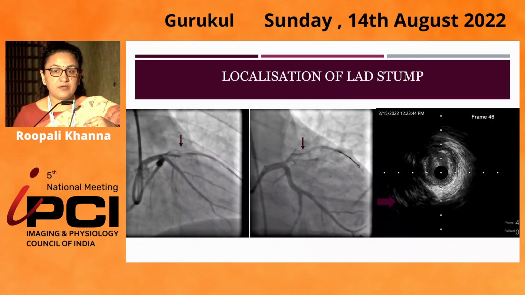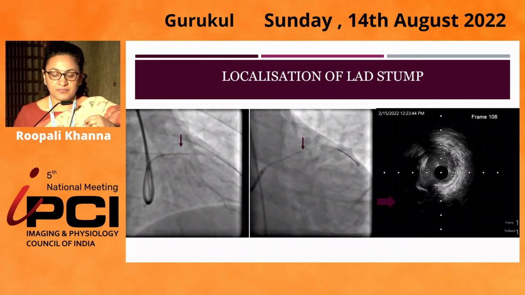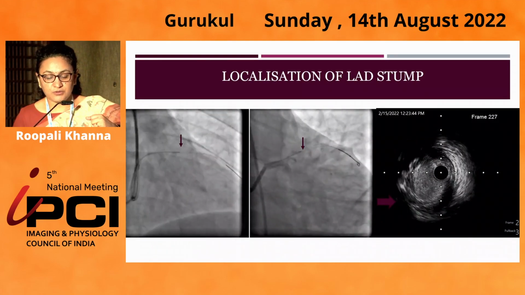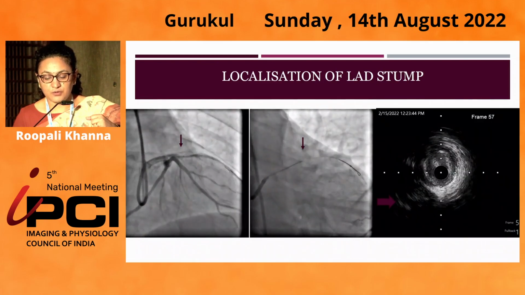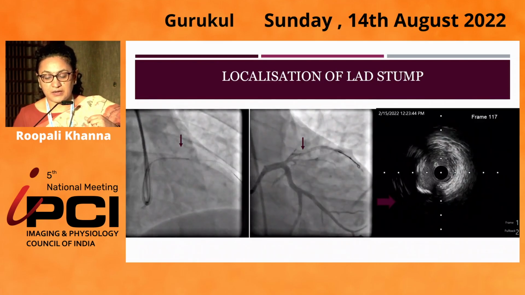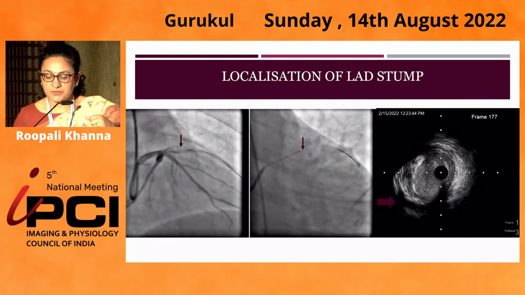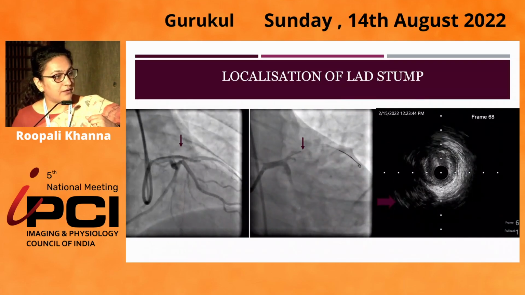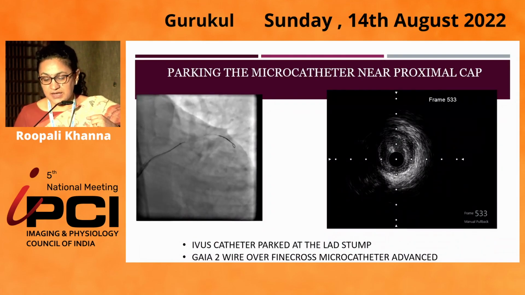So angiographically, we placed our IVUS catheter there. We did localize the stump from there. If you can see both the apicaudal and RAO cranial view, the IVUS catheter is parked there, which shows that the LAD stump is present there, and which was confirmed with the live IVUS on the right panel.